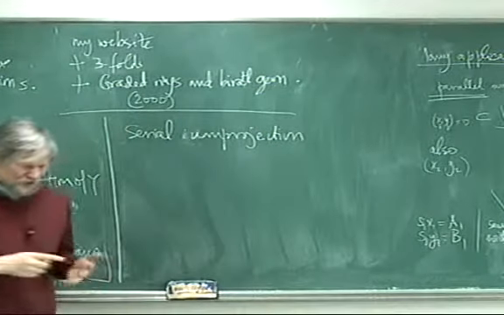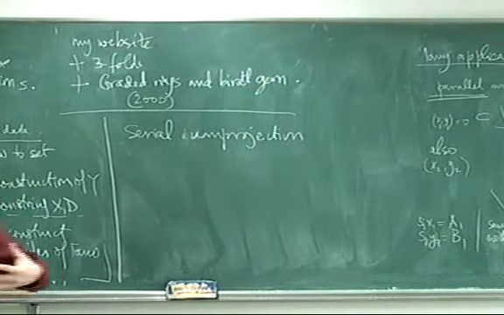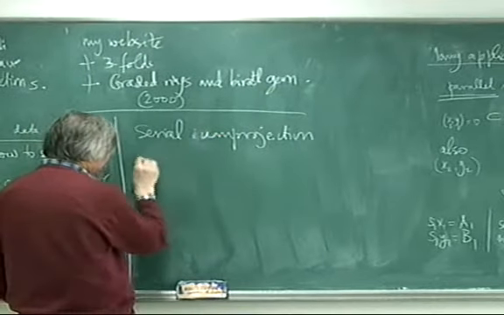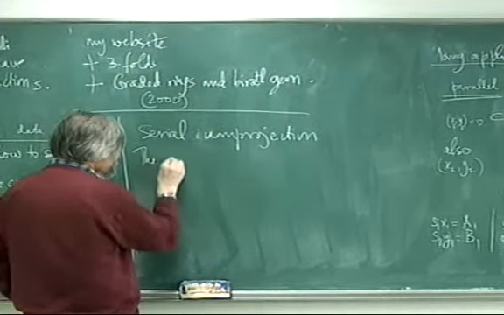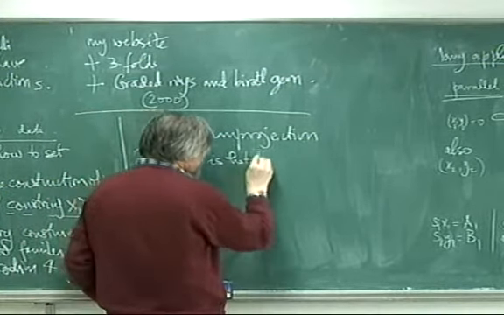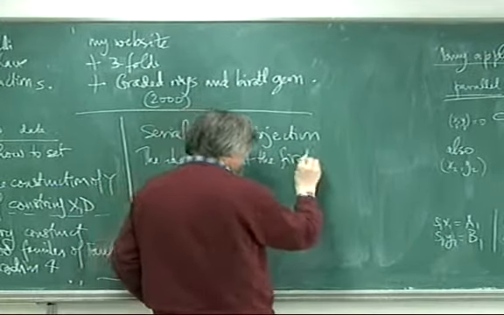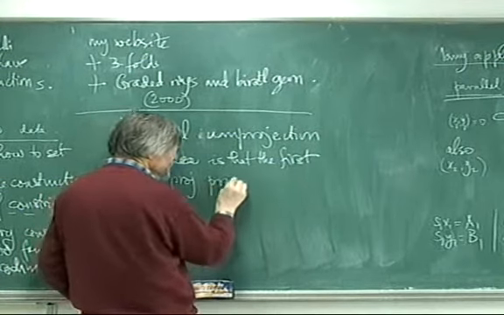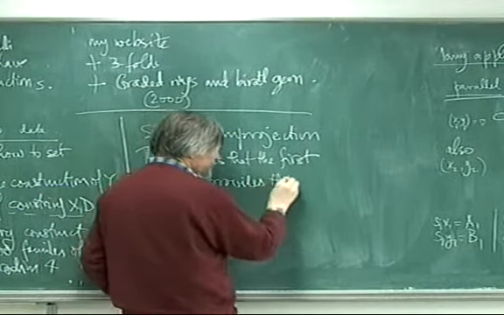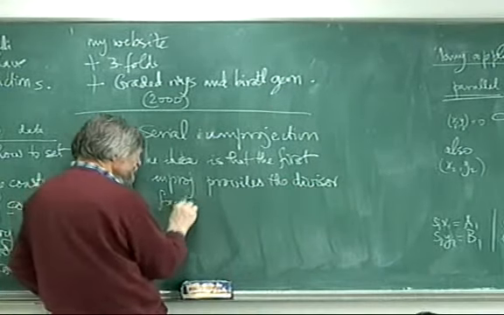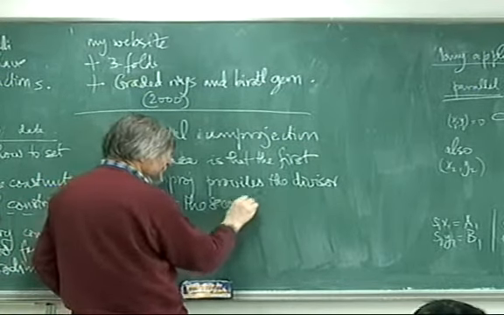When you do electrical networks, you have parallel networks and you have serial networks where you do things in series. So here the idea is that the first unprojection provides the divisor for the second unprojection.